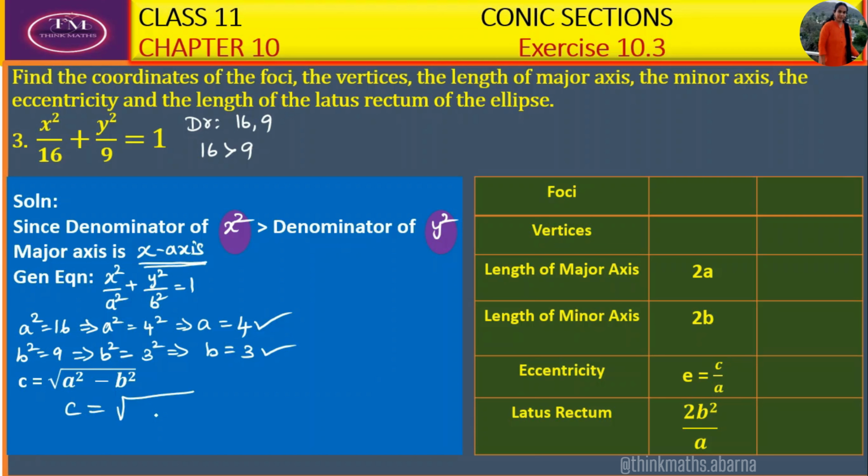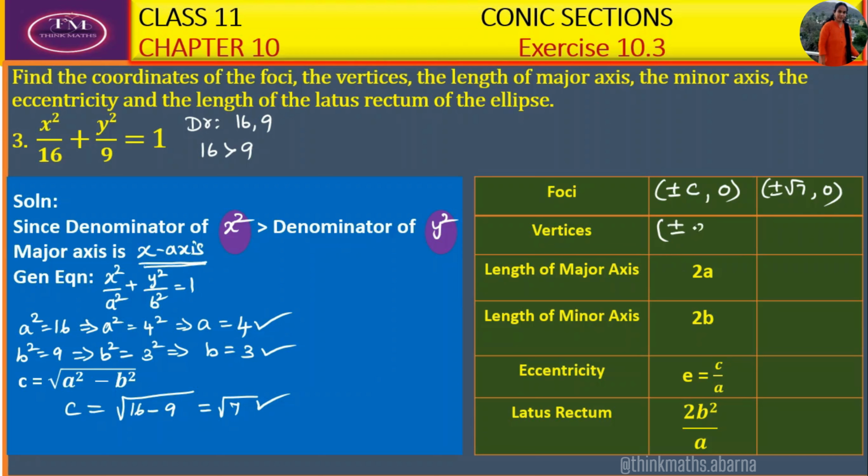Next our work is to find c. So c is equal to square root of a square, which is 16, minus b square, which is 9. So 16 minus 9 is 7. So it is root 7. Root 7 is not a perfect square, so keep it as such. So we found a, b, c. Now focus. As the major axis is x-axis, foci is plus or minus c, x coordinate will be there, y coordinate will be 0. So it is plus or minus root 7, comma 0.